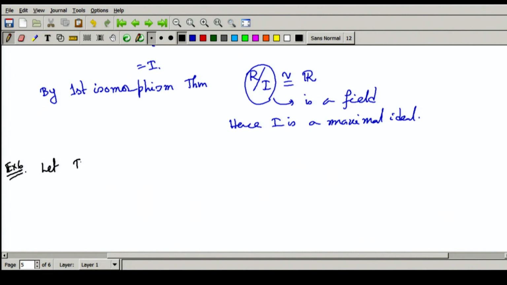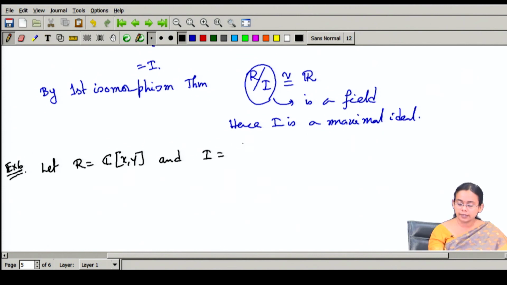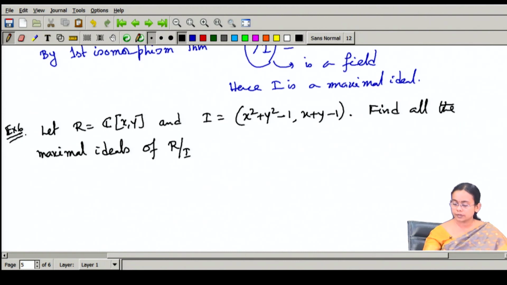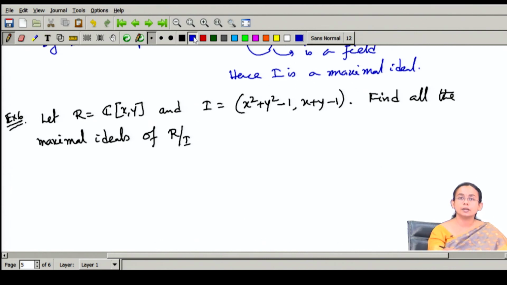So, let us consider R to be the polynomial ring in two variables x and y, and I is the ideal generated by the two polynomials x square plus y square minus 1 and x plus y minus 1. Then the question is, find all the maximal ideals of the quotient ring R quotient I. So, now this is an application of Hilbert's Nullstellensatz.